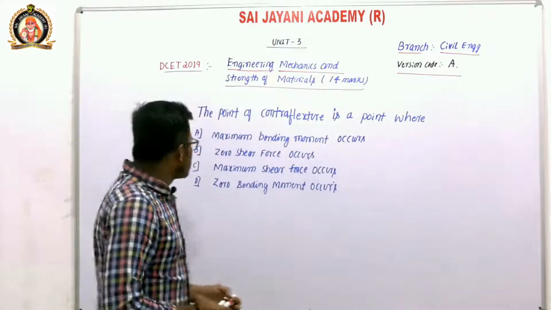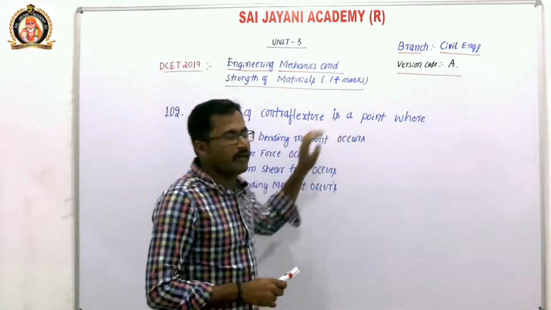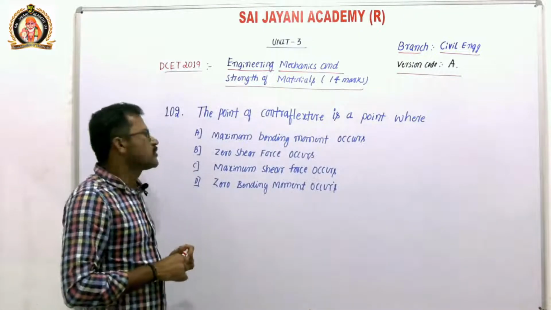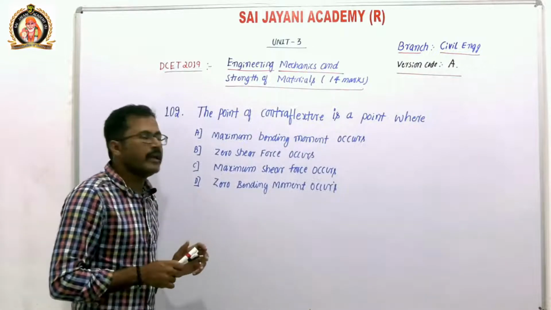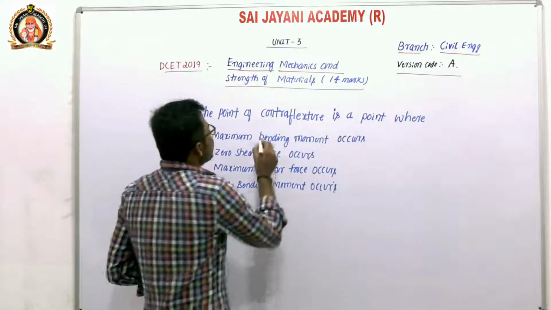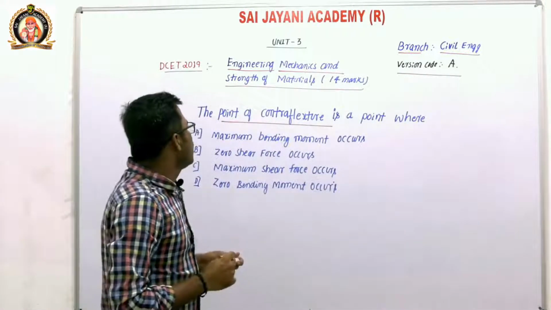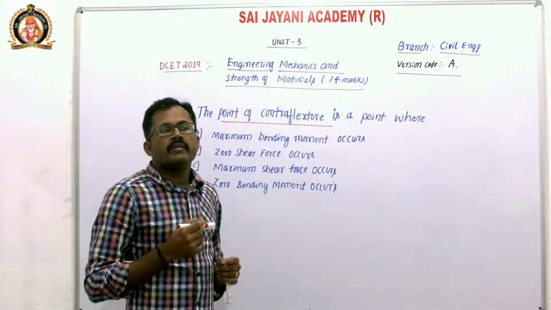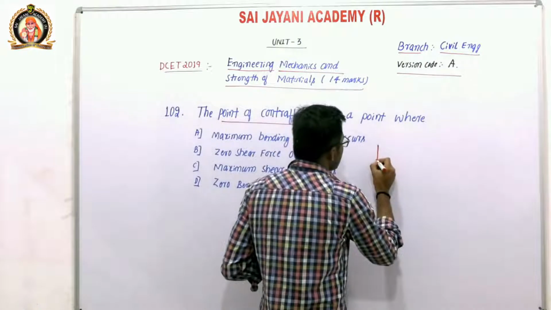So next question number 102. The point of contraflexure is a point where option A, maximum bending moment occurs, option B, zero shear force occurs, option C, maximum shear force occurs, option D, zero bending moment occurs. So what is the meaning of point of contraflexure? In case of overhanging beams, we will get a point of contraflexure, which means the point where the bending moment changes its sign is known as the point of contraflexure.